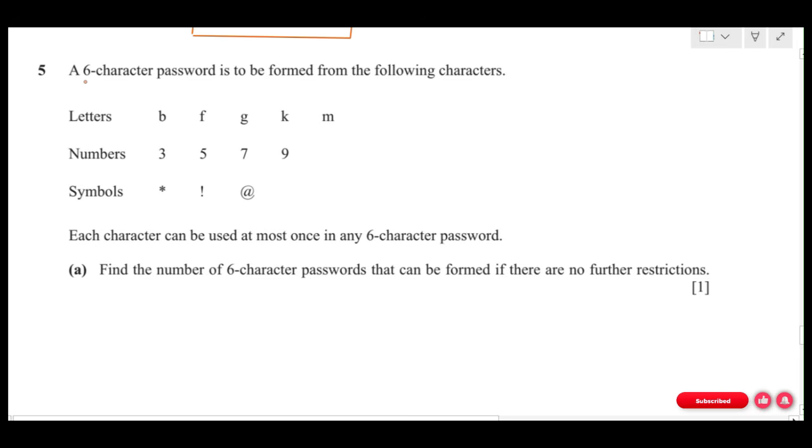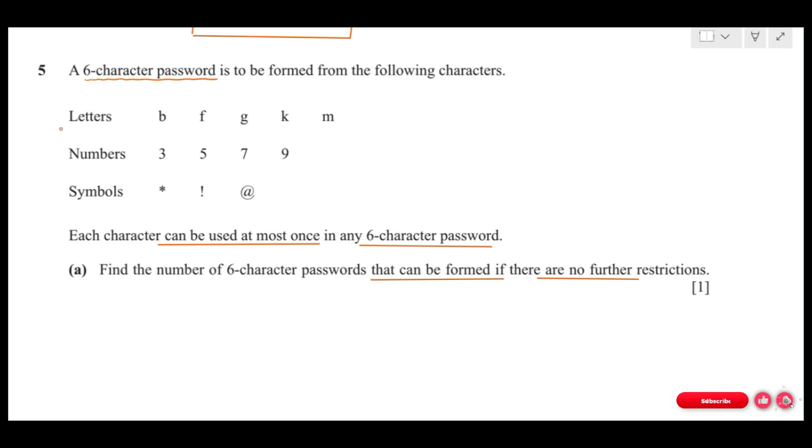Question number 5. A 6-character password is to be formed from the following characters: letters, some numbers, and some symbols. Each character can be used at most once in any 6-character password. Part A, find the number of 6-character passwords that can be formed if there are no further restrictions.